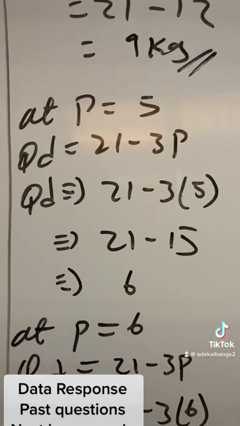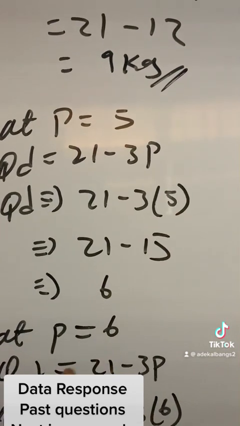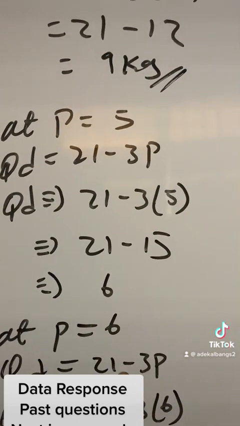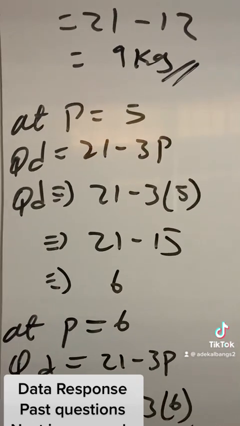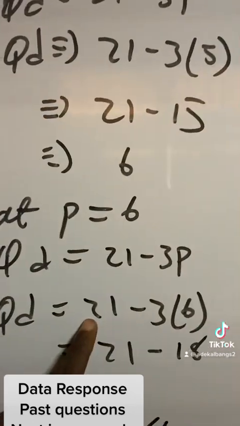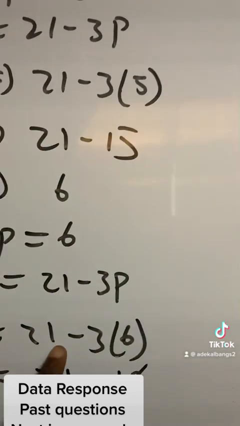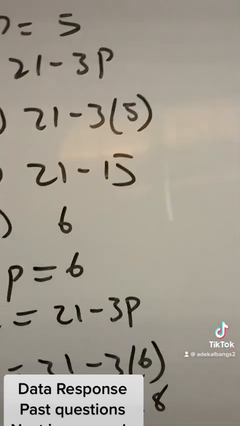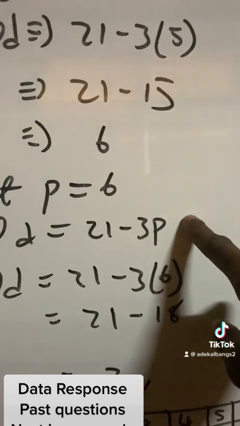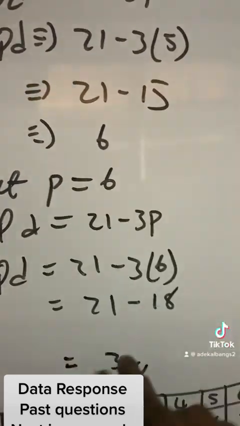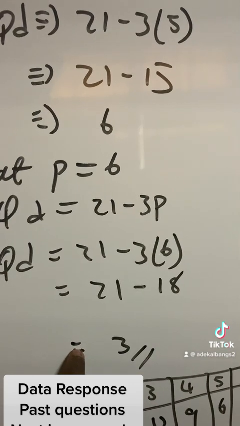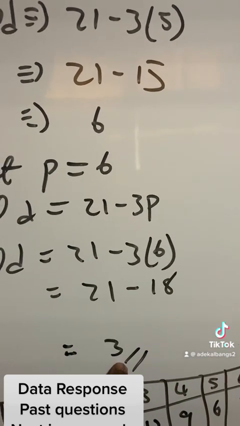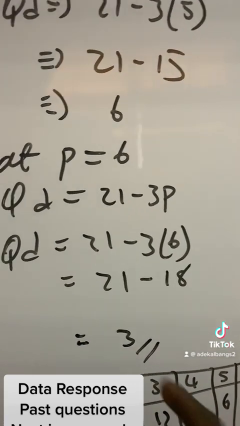6 kilograms. At p equals to 6, quantity demanded is equals to 21 minus 3p. Wherever you see p, you put 6 there. Quantity demanded is now equals to 21 minus 3 into 6, because the p is 6, and now 21 minus 18. Quantity demanded is now equals to 3 kilograms.